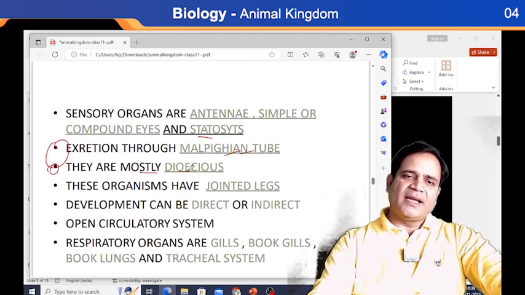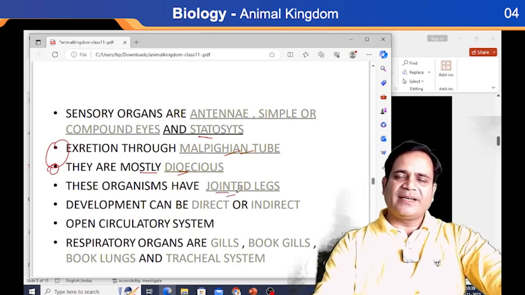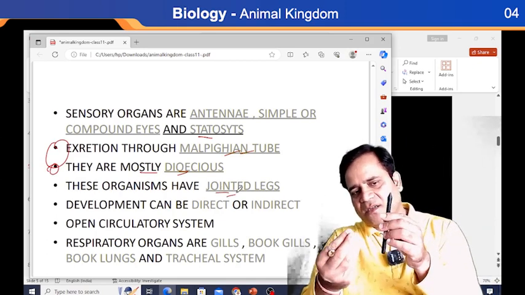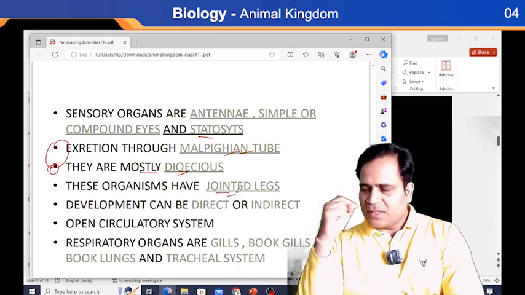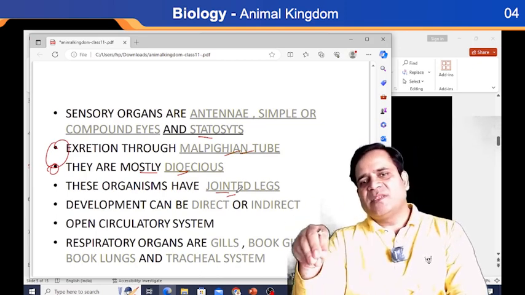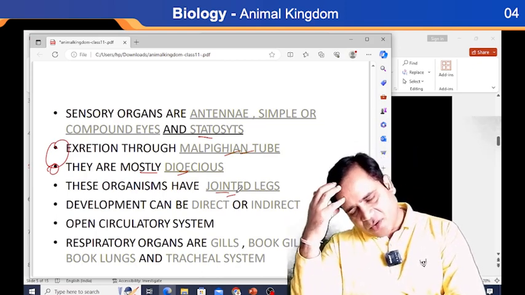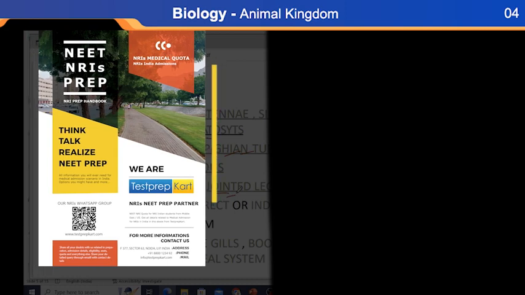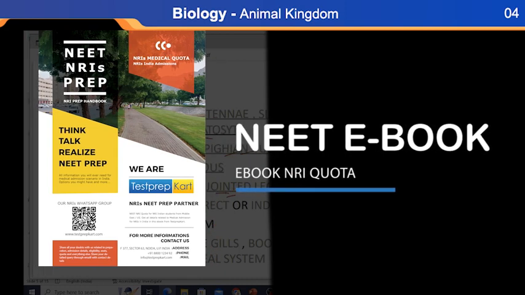They are mostly dioecious. The organisms have jointed legs, so that's why I'm saying here Arthropoda. Arthropoda means what? Jointed legs. Where are the legs joined? Either in the abdomen or in the thorax. Clear?